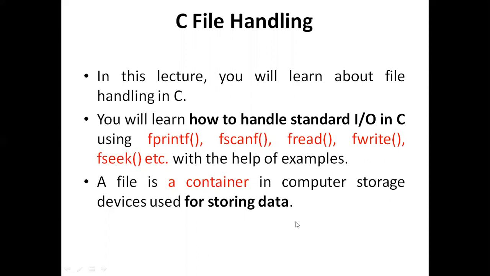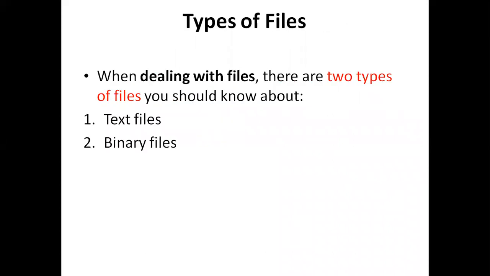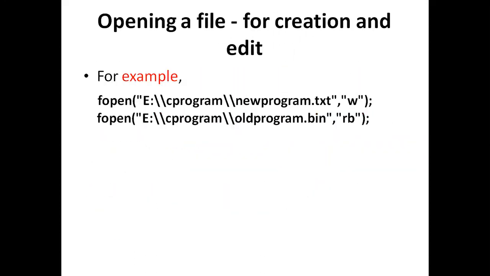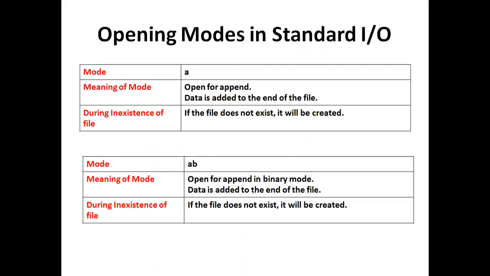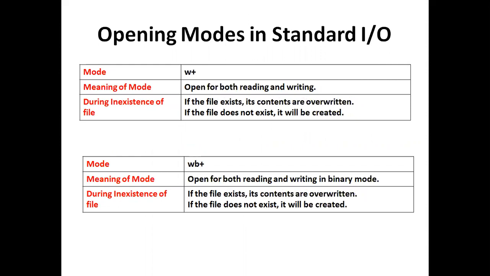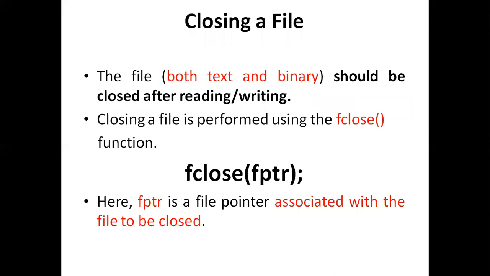And in yesterday's class, what are the types of files in file handling? Text files and binary files. And modes: read mode, write mode, append mode. And r plus means read and write, w plus means write and read, wb means write binary. Like this, in yesterday's class we discussed the introduction to the modes.